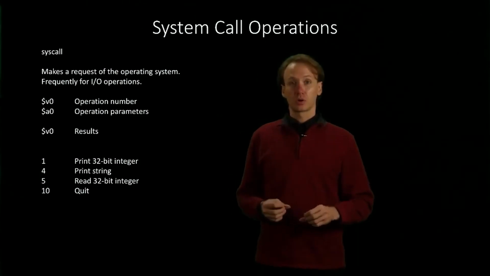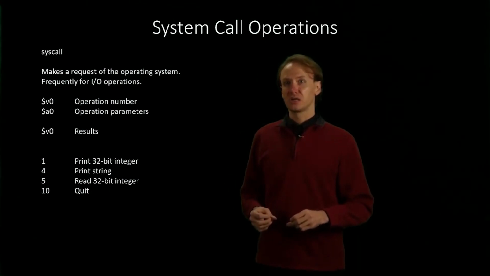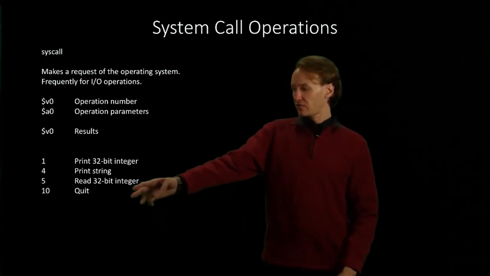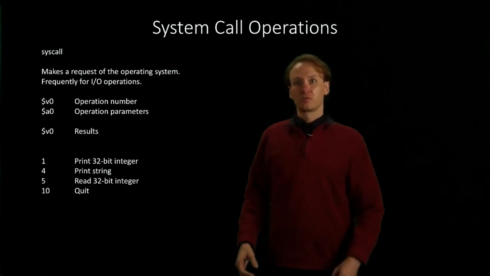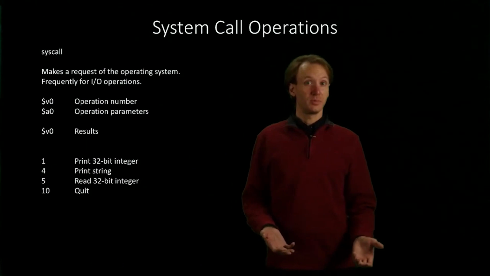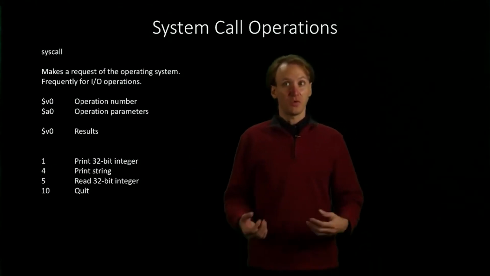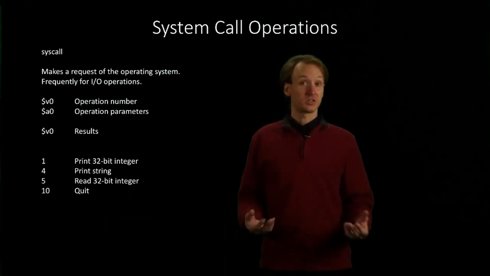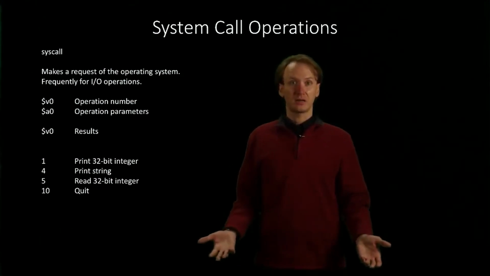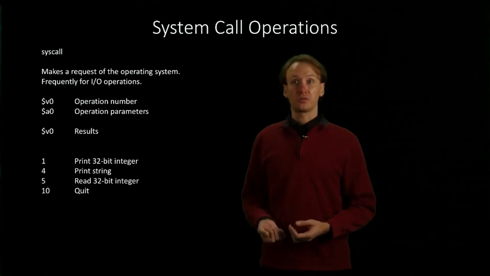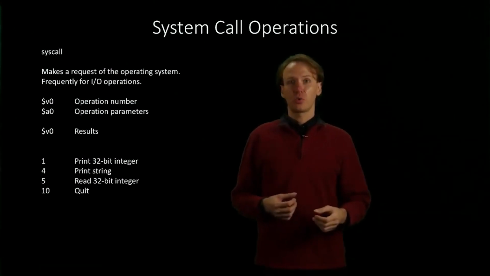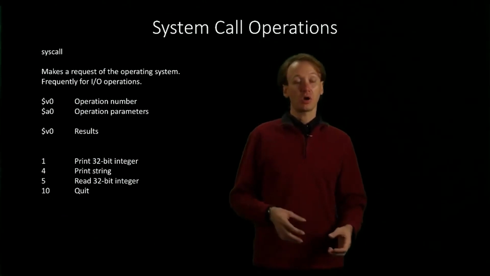In this case, we're going to put a number that corresponds to the operation that we want to do into register V0. So I've got a handful of examples here. For example, I would put 1 in V0 if I want to print out a 32-bit integer. I would put 4 into V0 if I want to print a string. If I just want to quit my program, I would put 10 in, and then I would follow that up with the syscall instruction.